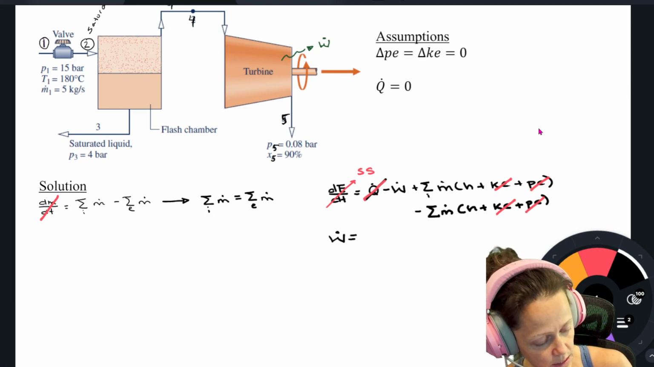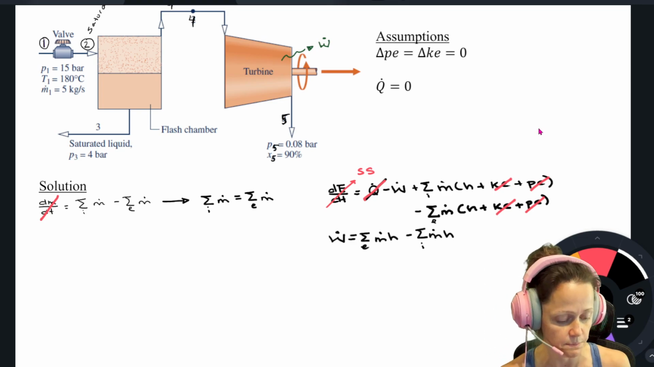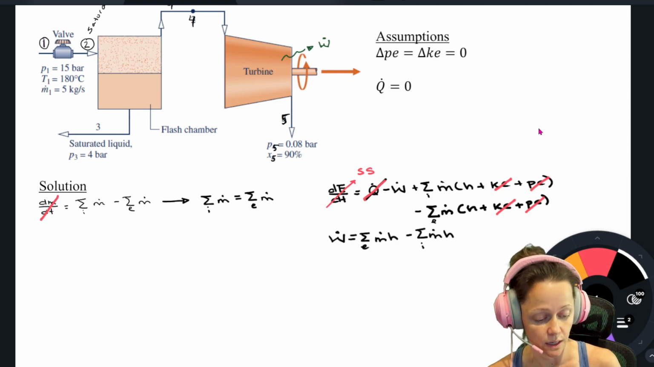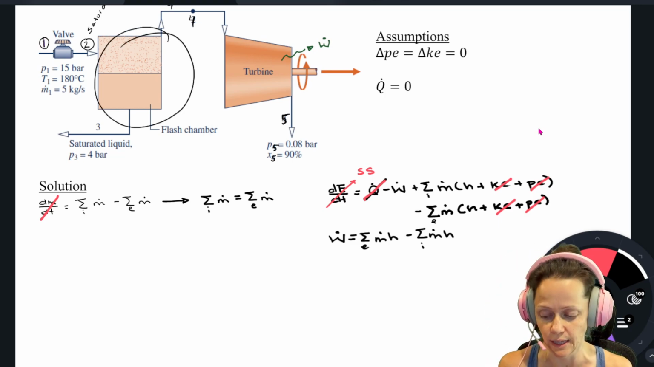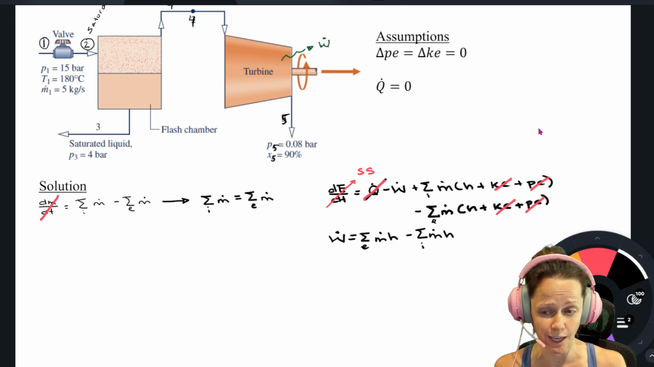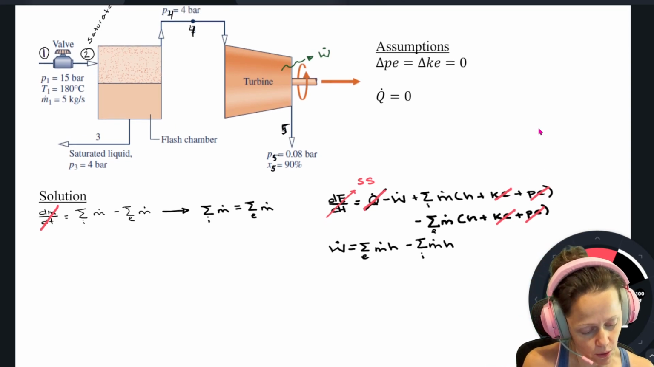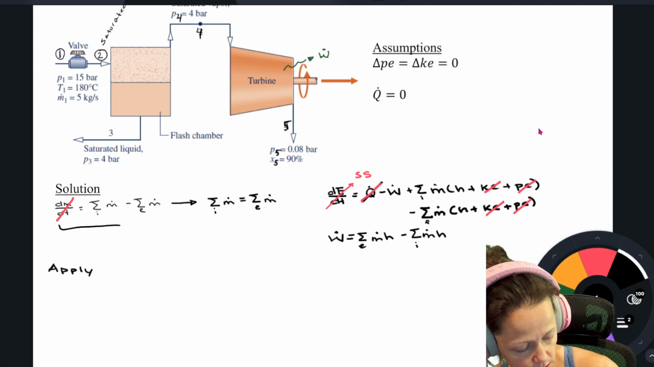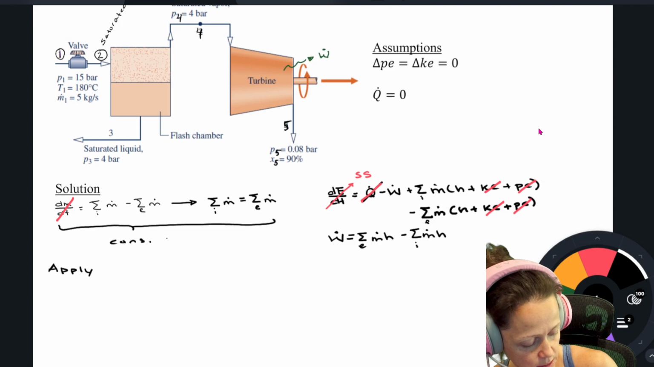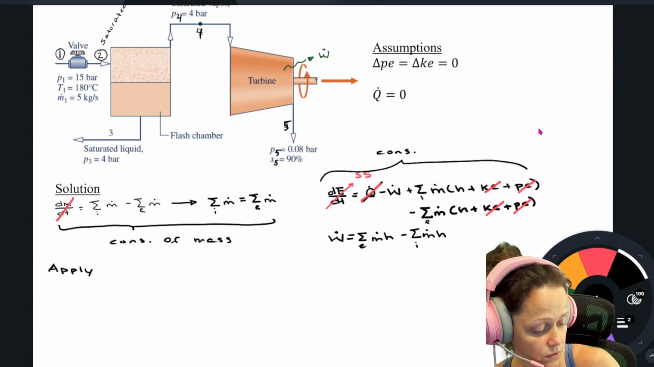So W dot is going to be the sum of the m dot h's going out minus the sum of my m dot h's going in. Perfect. So if I don't happen to have a power input or output, for example, if I analyze this flash chamber, well, I wouldn't have a W dot. We'll see that in just a second. So I'm just simplifying as much as I can to be applicable to as many control volumes as I can. All right. So, well, let's go ahead. This is my conservation of mass, my conservation of energy.